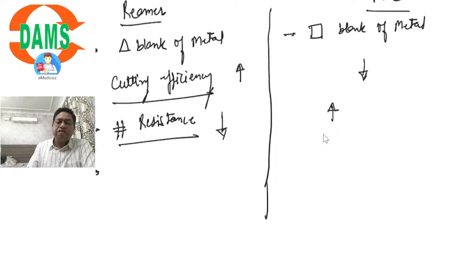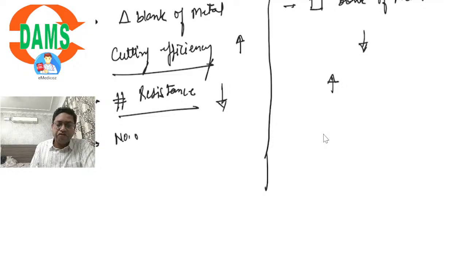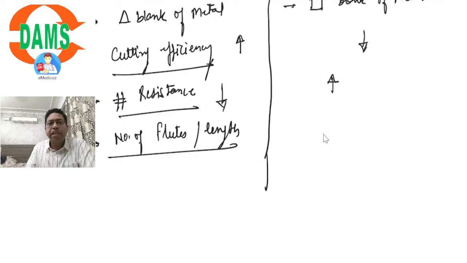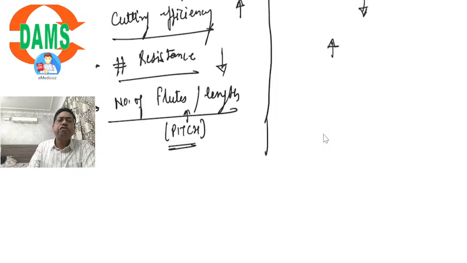Another important difference between them is the number of flutes per unit length. Flutes means the number of twists which are present in the blade. We take a triangular blank of metal, we take a square blank of metal, we twist them. The number of twists present per unit length is called flutes, and the number of flutes per unit length defines the pitch of the instrument. How many flutes or twists are present per unit length is also called the pitch of the instrument, the distance between one blade and another.